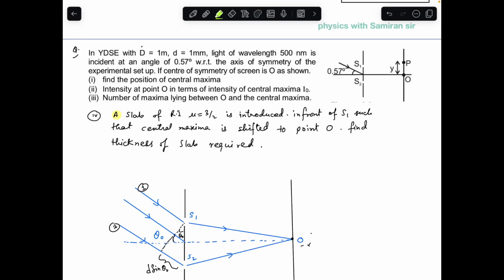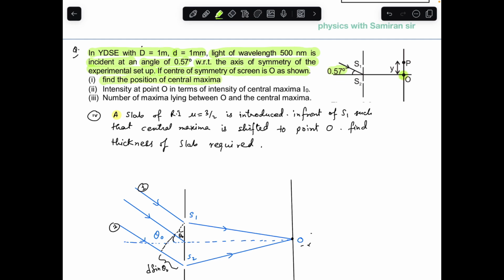So in this question they are saying that in YDSE with capital D equal to 1 meter, small d equal to 1 millimeter, light of wavelength 500 nanometer is incident at an angle of 0.57 degree with respect to the axis of symmetry of the experimental setup. If center of symmetry of screen is at O as shown, so this is center of symmetry.